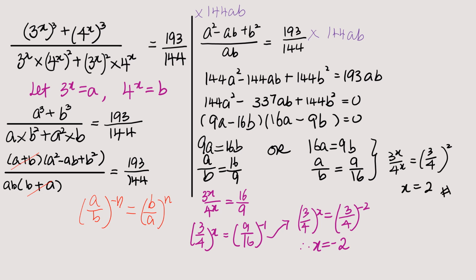Now the next step is, you need to ask yourself is that, how can I be sure that my answers are correct? Yes, so you will have to substitute x equals to 2 into the original exponential equation and see if you can get 193 over 144 on the right hand side. Likewise, for x equals to negative 2, do a substitution into the original equation and see if you can get 193 over 144 on the right hand side.